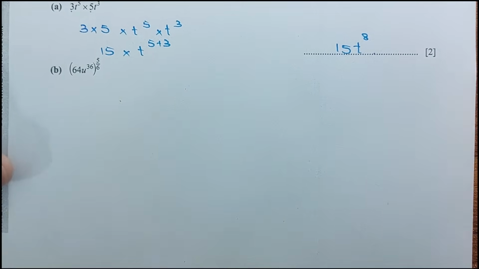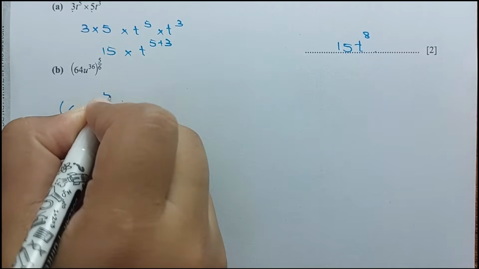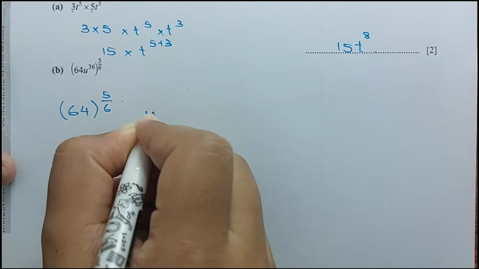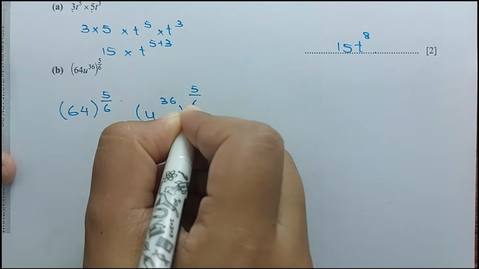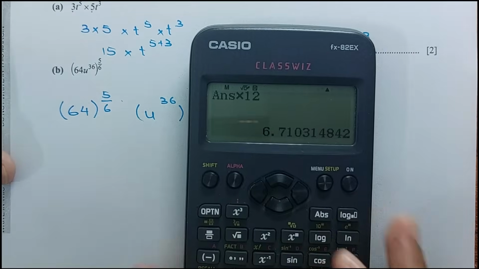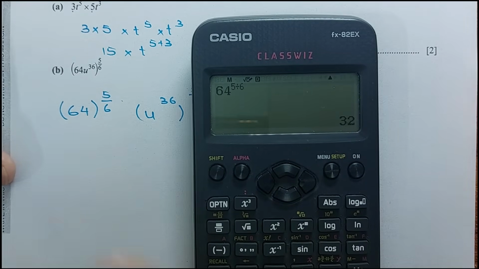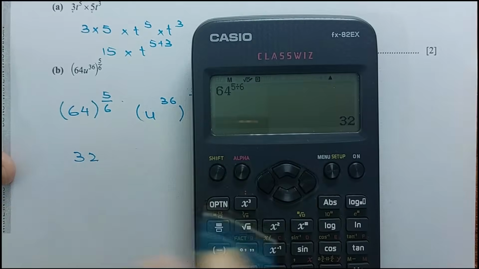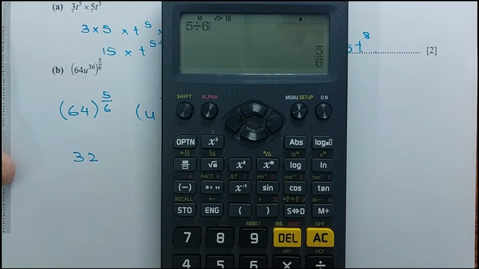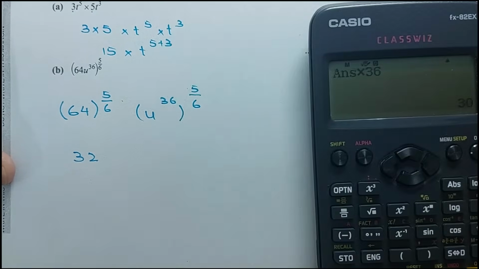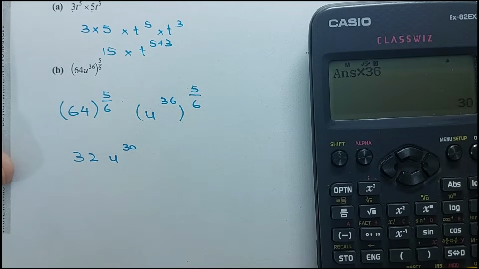Now for part B, okay, 64 with its power 5 over 6, and u to the power 36 with its power 5 over 6. Now 64 to the power of 5 over 6 is 32. And 5 over 6 times 36 is 30. So u to the power of 30. This is the simplified answer.